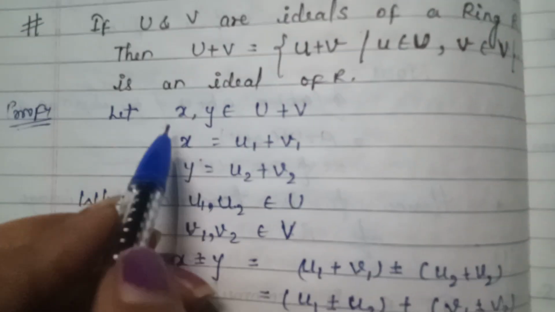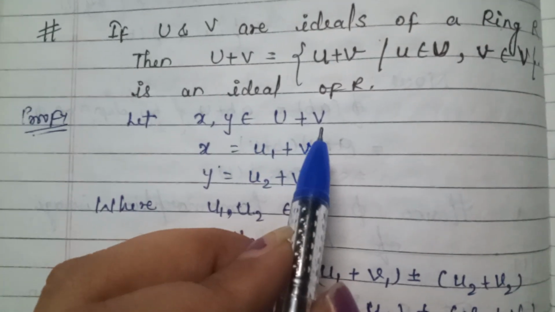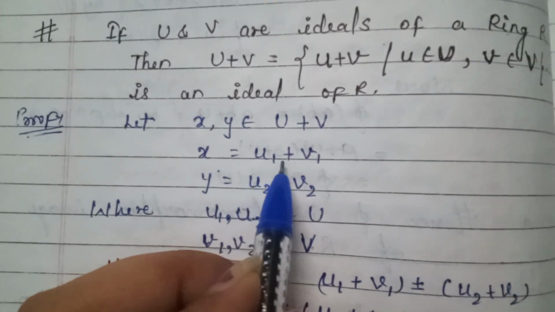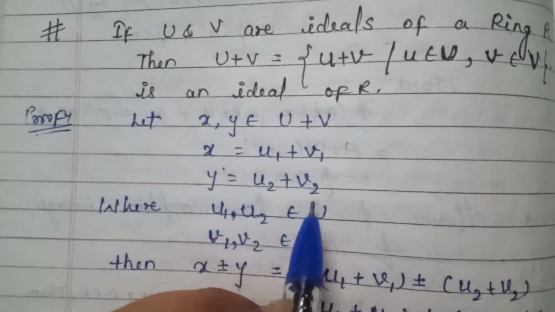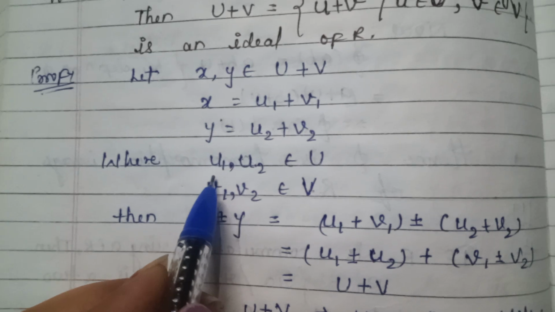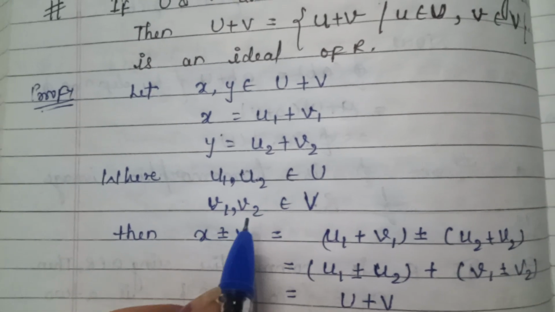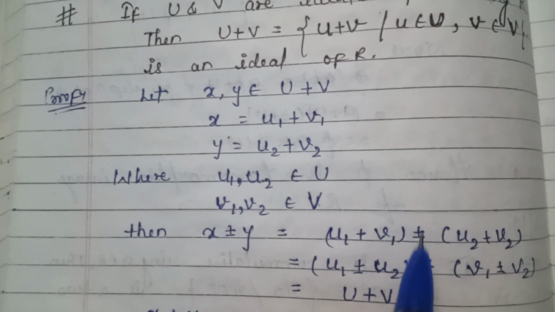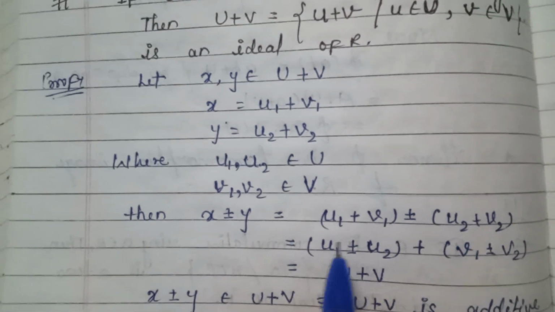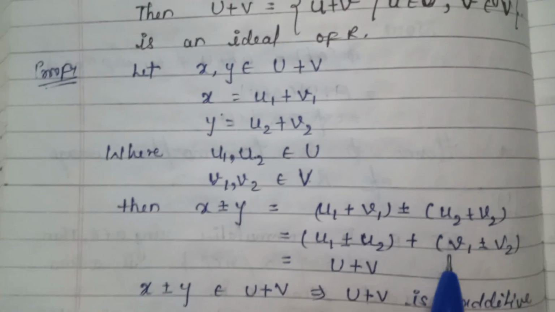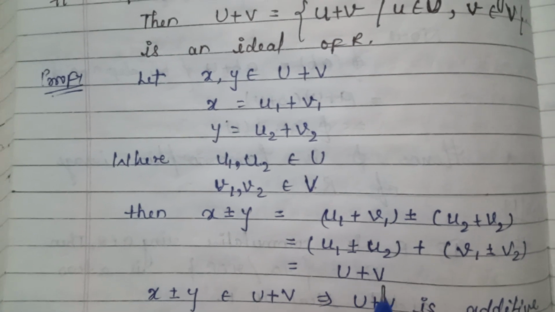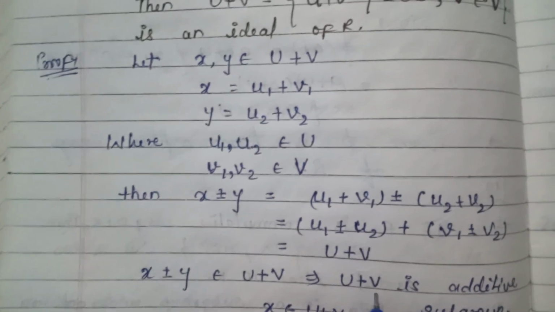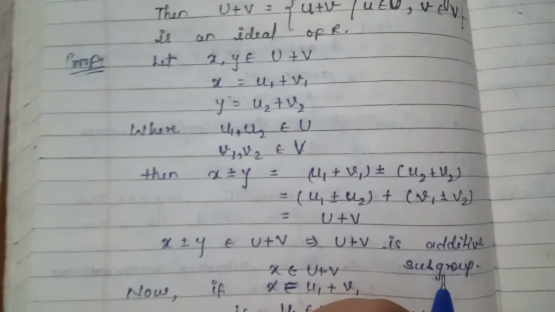इसका proof है, let x, y belongs to U plus V, where x is equal to u1 plus v1, y is equal to u2 plus v2, where u1, u2 belongs to U and v1, v2 belongs to V. Then x plus minus y is equal to u1 plus v1 plus minus u2 plus v2, so u1 plus minus u2 plus v1 plus minus v2. So x plus minus y belongs to U plus V. So U plus V is an additive subgroup.